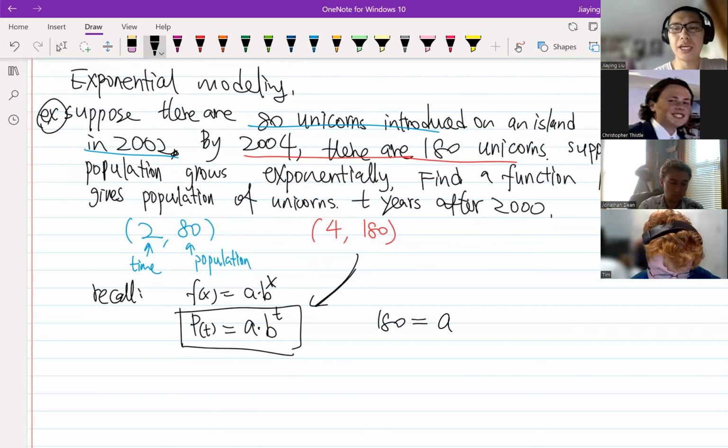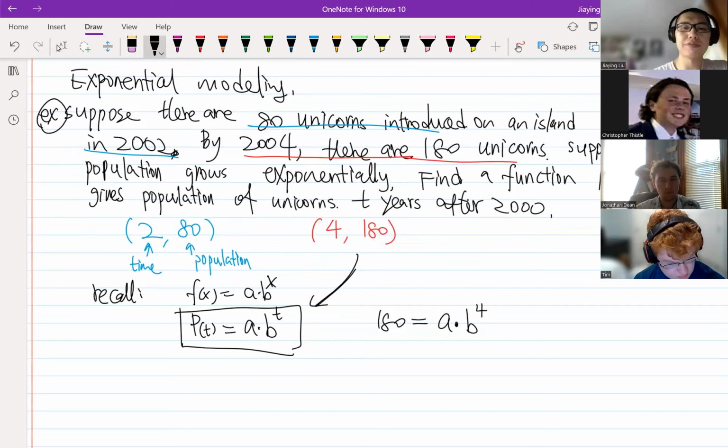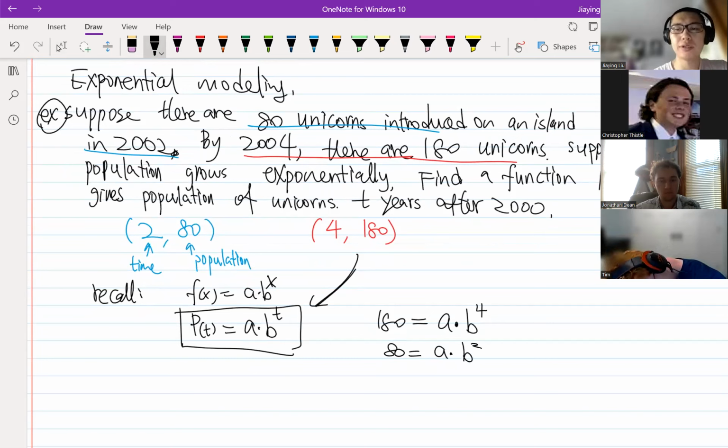This is kind of like y equals mx plus b, right? You plug in the y, plug in the x, same idea. And now we're going to plug in the first point. So 80 equals A times B with the 2 as an exponent. So B squared.